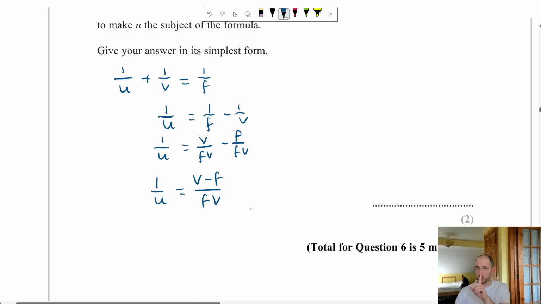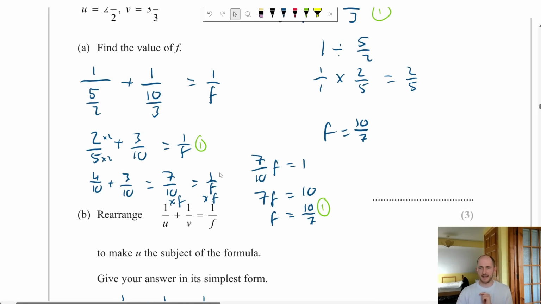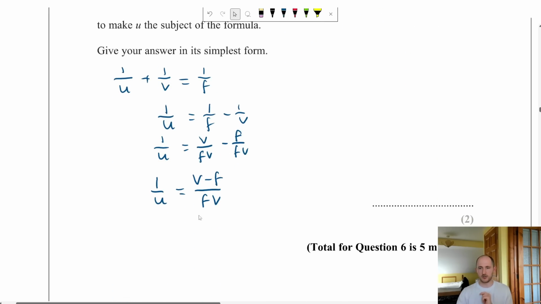But wait, there's more. Remember what I said back here when I got to this answer? I could just take the reciprocal in order to get the answer 10 over 7. I can do the same thing here. If I just flip both sides, take the reciprocal of both sides, I've gotten my final answer. But what if you don't like that?